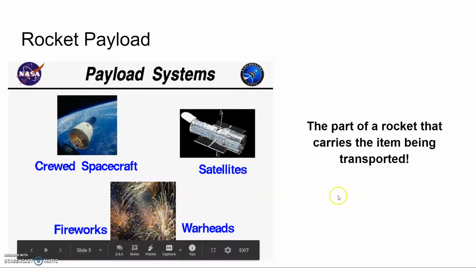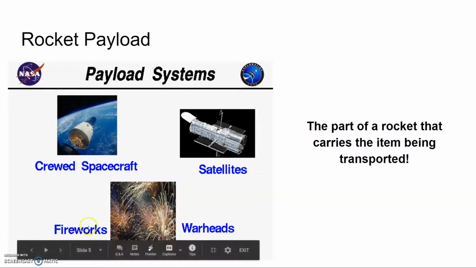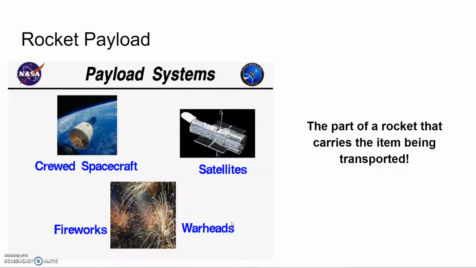Perhaps it's the satellite, right? Sometimes we're not manned when we're thinking about spacecraft, but we're just sending something up into orbit around our planet. So that's a satellite. It could also be the firework itself, the thing that goes boom and creates the pretty lights, or potentially the warheads in a missile launch. So again, a payload on a rocket is really just the part of the rocket that we're really trying to move forward. It's the crux of the mission, if you will.